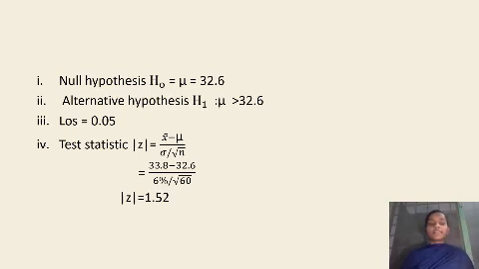Test statistic, we are concluding that from the modulus of Z formula. Modulus of Z equals x bar minus mu by sigma by square root of n. Here sigma refers to standard deviation, x bar refers to mean, and we are substituting the values here. By solving the above problem, the answer is 1.52.